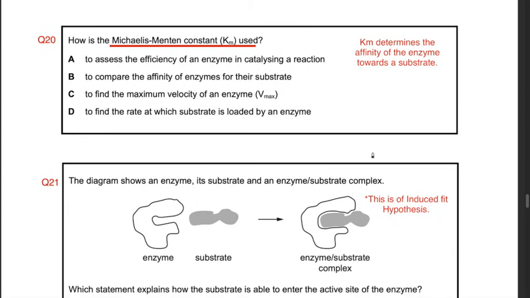Question 20. How is the Michaelis-Menten constant used? Km generally determines the affinity of the enzyme towards a substrate. Therefore, if you go to the answers A, B, C and D, the best possible answer is B, to compare the affinity of enzymes for their substrate. The other answers A, C and D do not talk about the affinity of an enzyme, hence they are incorrect.